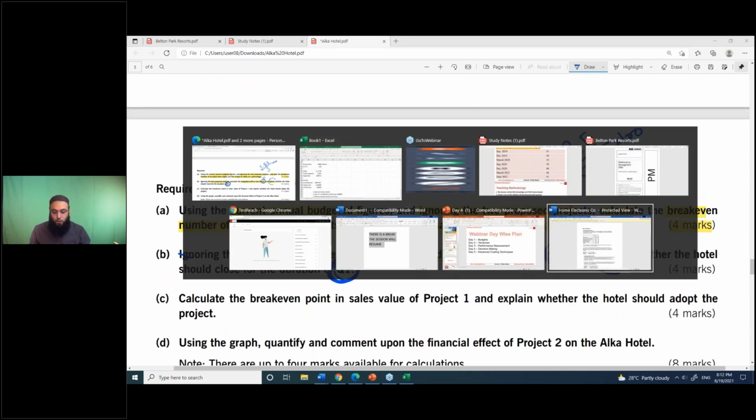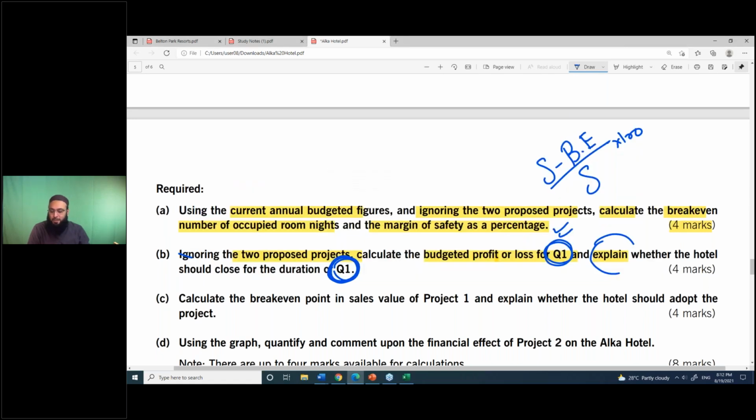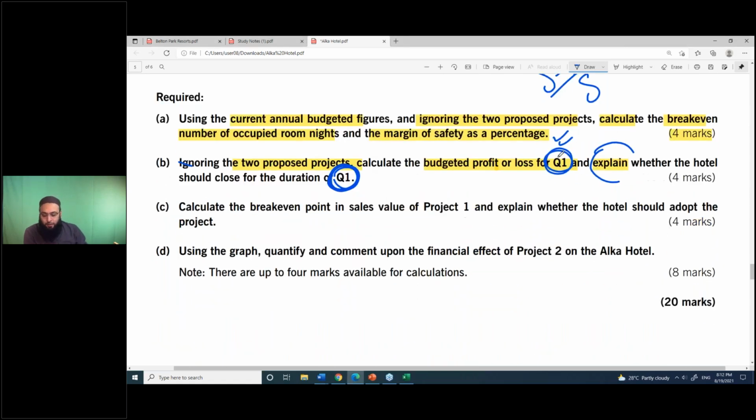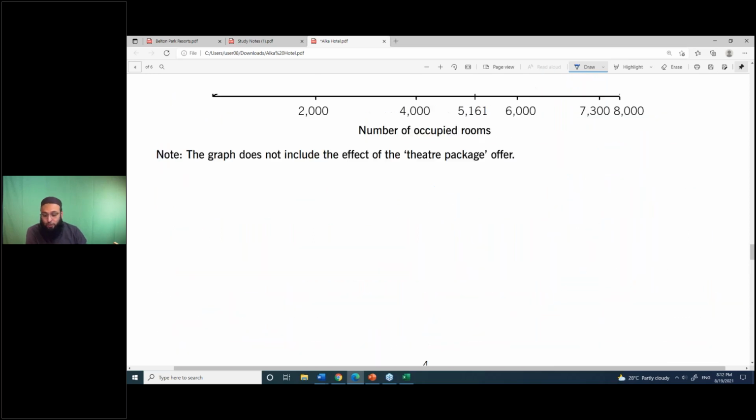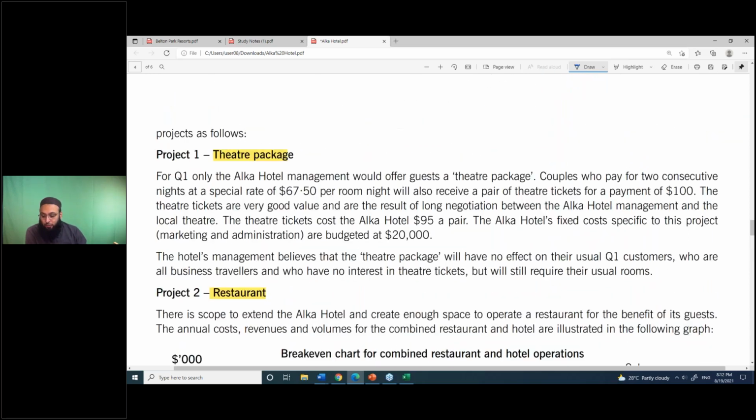Okay, so the next requirement is what? Calculate the break-even point in sales value. Break-even in terms of sales value of project one, and explain whether hotel should adopt the project or not. Okay, now let's go to project one. So I need to look at what project one is about.